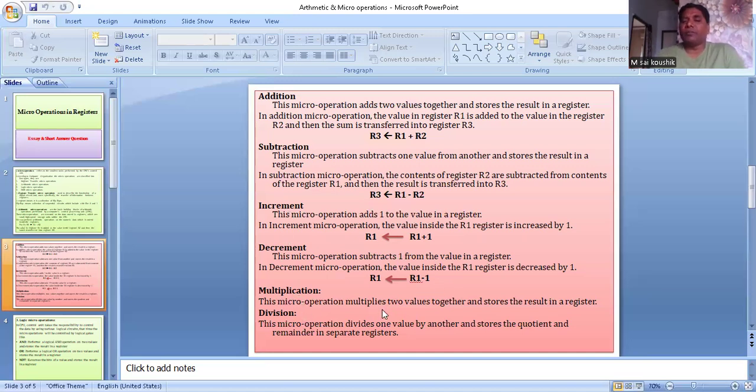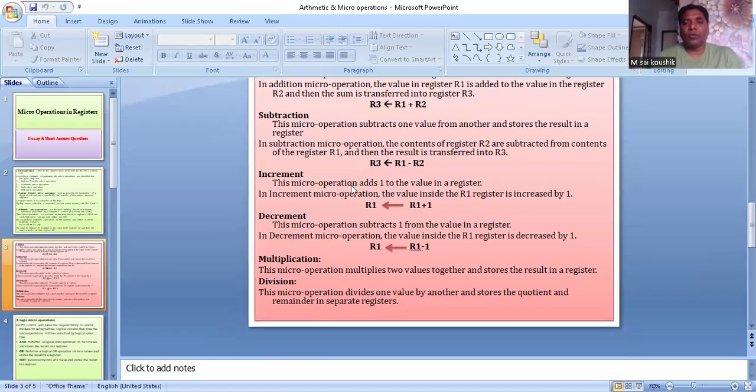Multiplication. This micro operation multiplies two values together and stores the result in the register or storage. Division is the micro operation that divides one value by another and stores the quotient, meaning the result, and the remainder in separate registers. What is the remainder? What is the quotient? Both are different. Automatically, they are stored in the concerned registers. So this is a small piece of information about the arithmetical micro operations.